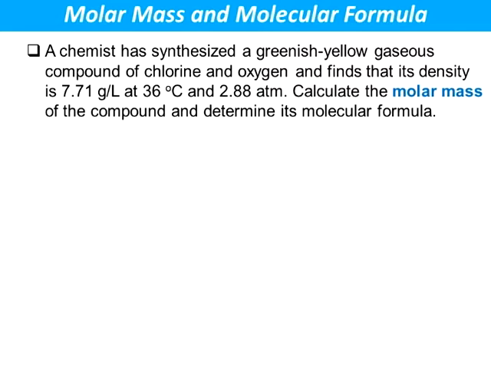When you have a problem that involves molar mass and molecular formula, it is best to treat them as two independent problems. And that's how we will approach this one. So what's the problem? A chemist has synthesized a greenish yellow gaseous compound of chlorine and oxygen and finds that its density is 7.71 grams per liter at 36 degrees C and 2.88 atmospheres. Calculate the molar mass of the compound and determine its molecular formula.